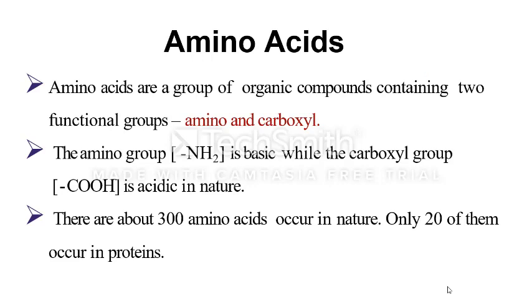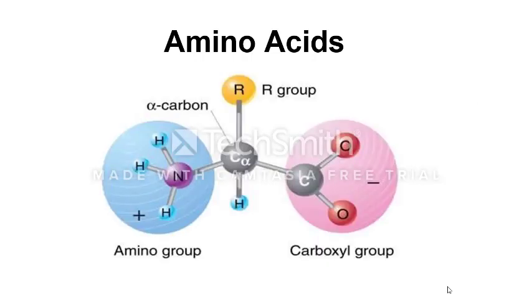What are amino acids? Amino acids are a group of organic compounds containing two functional groups, that is, one is amino and the other is carboxylic group. The amino group, that is NH2, is basic, while the carboxylic group, that is COOH, is acidic in nature. There are about 300 amino acids that occur in nature, but only 20 of them occur in proteins. So only 20 out of 300 make up proteins.